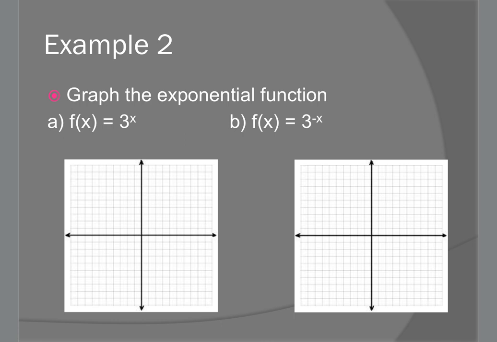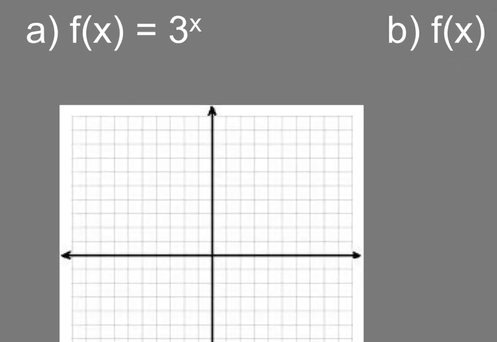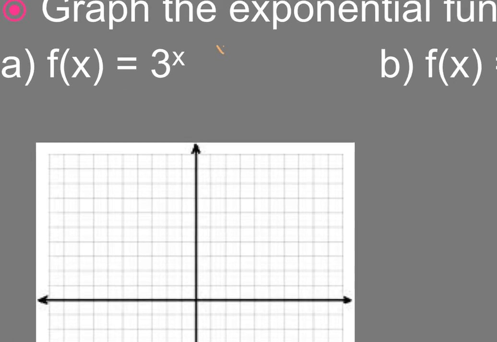We're going to start with plugging in points, like you've never plotted an exponential function before. So we want to do a mix of negatives and positives. I'm just going to do 3 to the x. We're going to pick -1, 0, and 1, and we're going to see what happens to this graph.